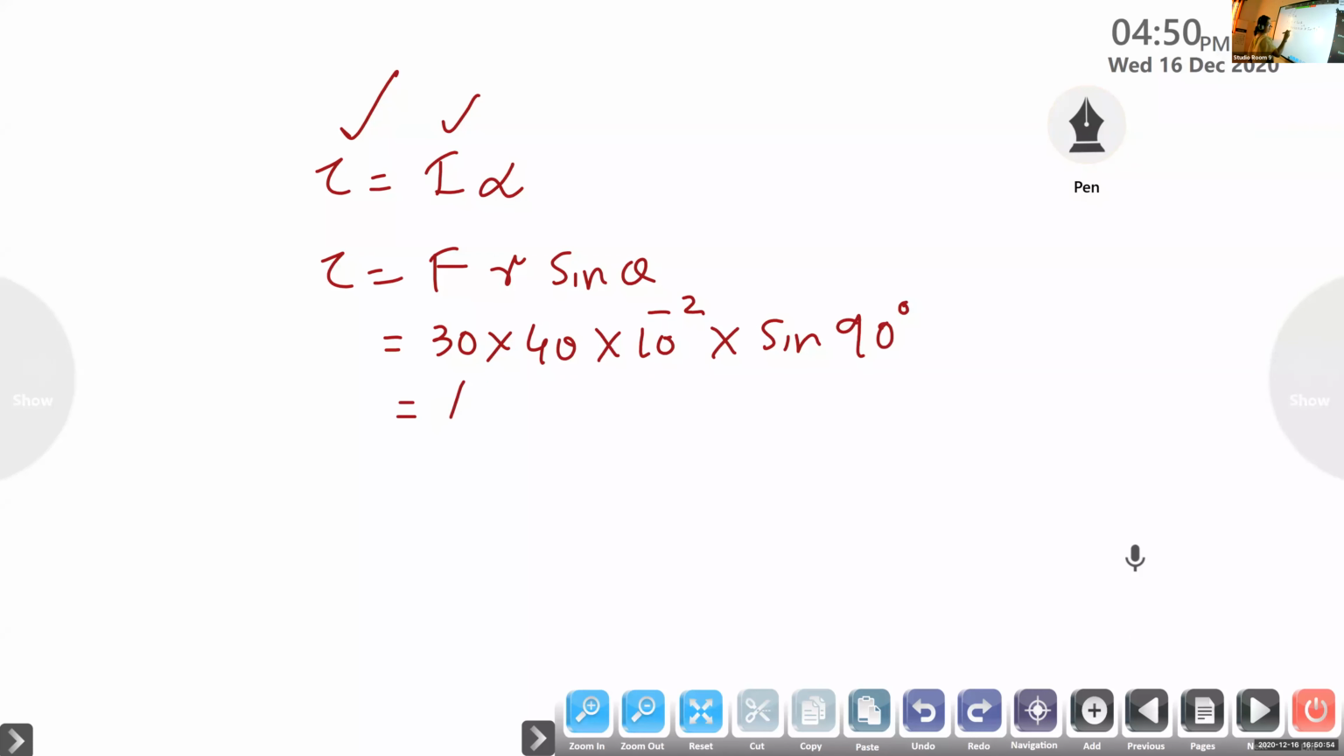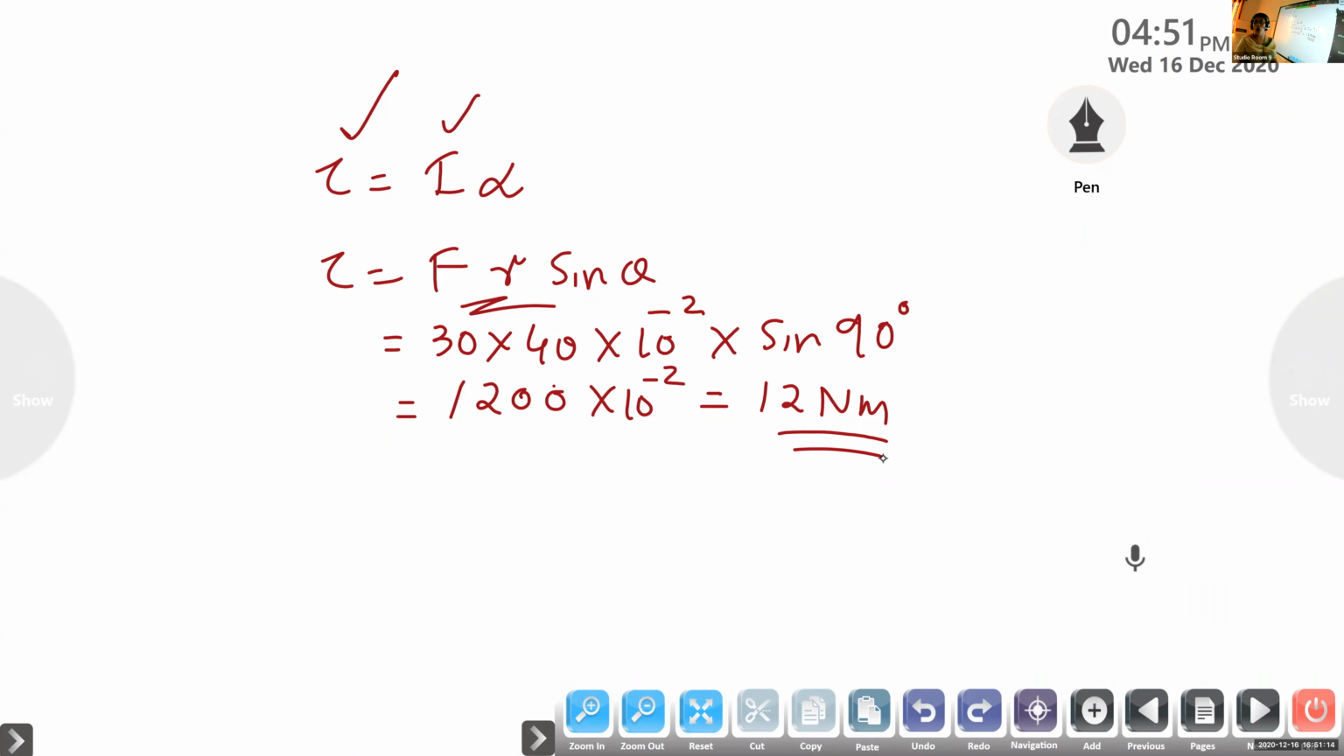30 into 40, that is 1,200 into 10 to the power of minus 2. Again it is going to be 12 Newton meter. Depending upon how you are taking, the SI unit can change. So in this case, torque you are finding by F r.